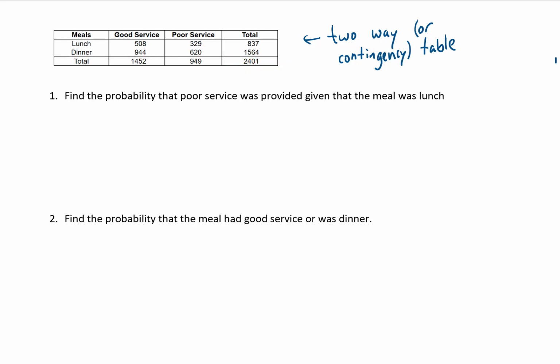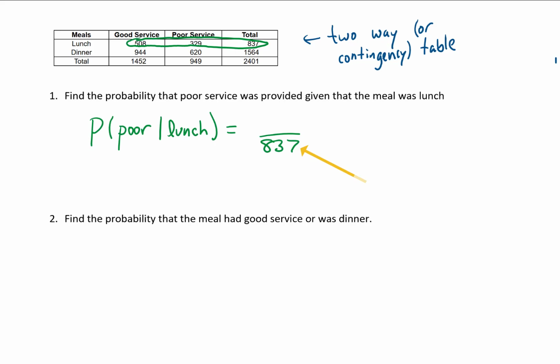All right, now let's see if we can answer some questions. Let's find the probability that poor service was provided given that the meal was at lunch. So, the notation for this is the probability that we're given poor service given that the meal was lunch. So we can assume that we're only talking about lunch, and the total number of people surveyed that were there for lunch was 837. Now, if we just focus in on those numbers, how many of those people said that they got poor service? Well, it looks to me like it was 329. So our probability is going to be 329 over 837.